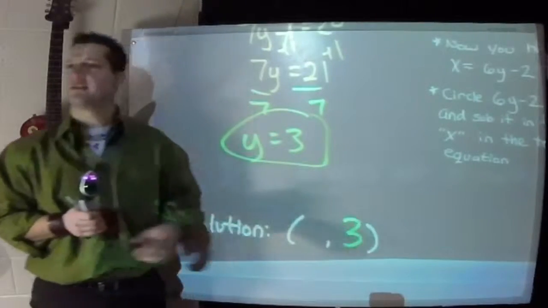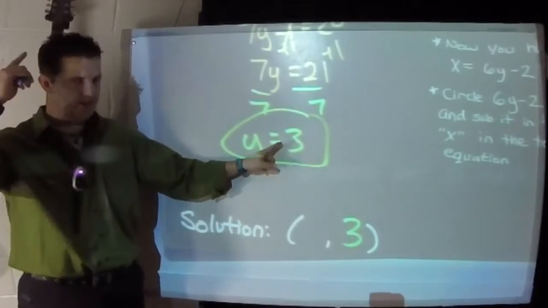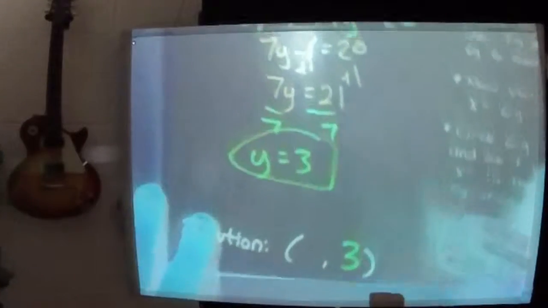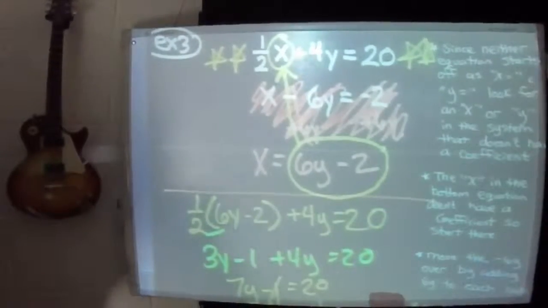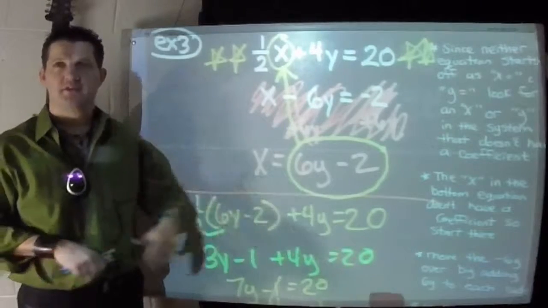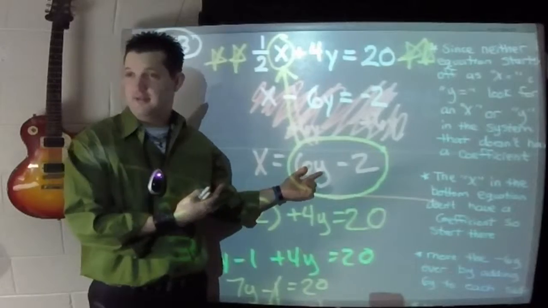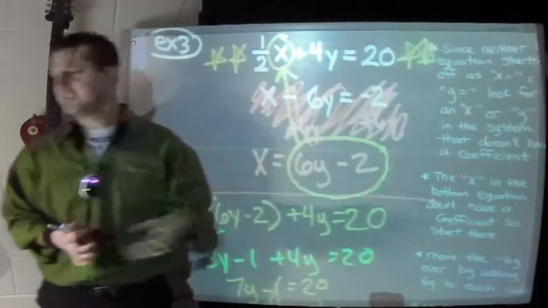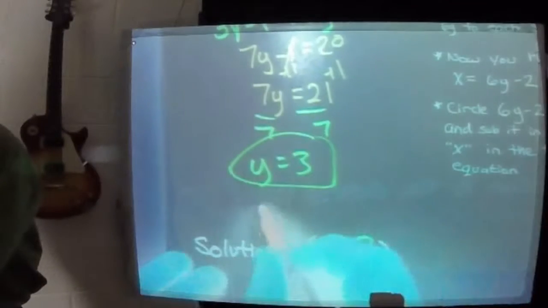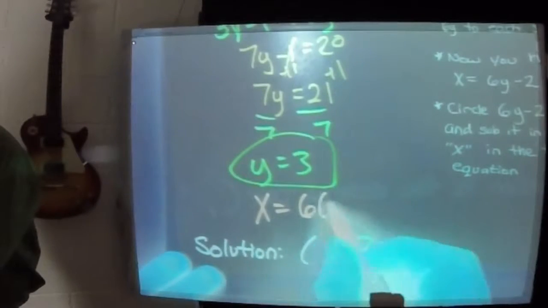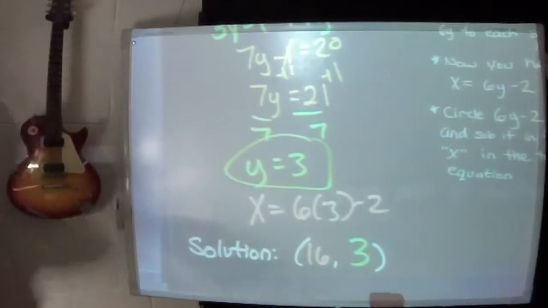You need to find x. So what do we now have permission to do? Put that y anywhere. Yep. Anywhere. So go back up to the top, and let's find the most convenient spot for us to replace a y with a 3. Up here or right here? Bottom. This is easy. Okay, so x is 6 times 3, so 18 minus 2, 16. So x is 16. We're done. X is 6 times 3 minus 2. So 16 comma 3. And that is it.